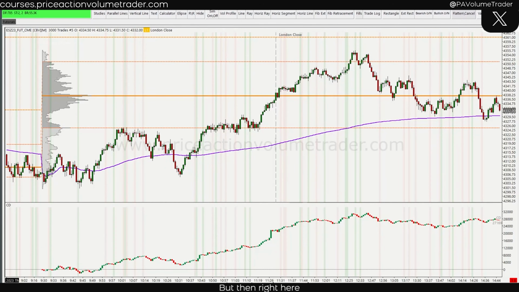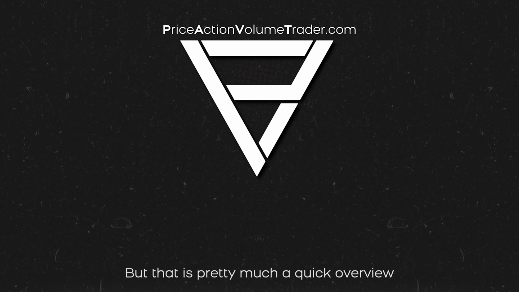But then right here, we got to this high, and then suddenly here you can see how delta starts making new lower lows, and now we're getting a shift in tempo and rotations, and now we can look to then get in on more movements. In this case, you can see we start trending into the downside. But that is pretty much a quick overview of cumulative delta.